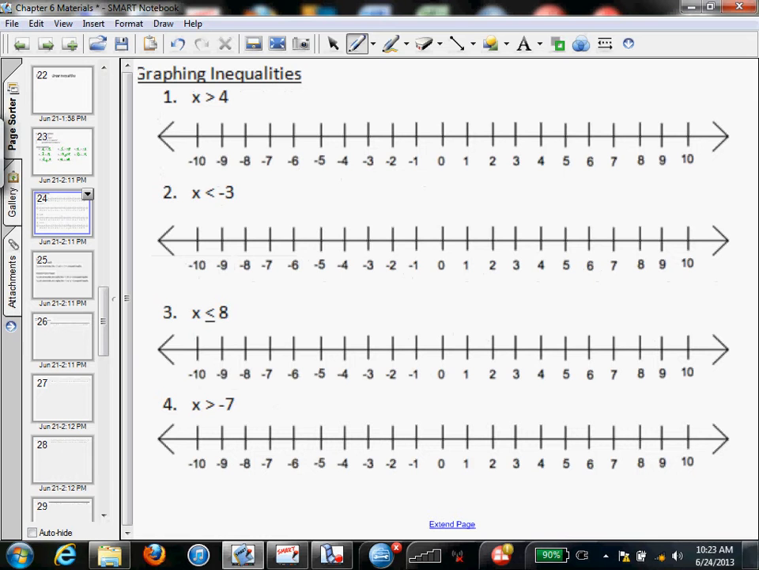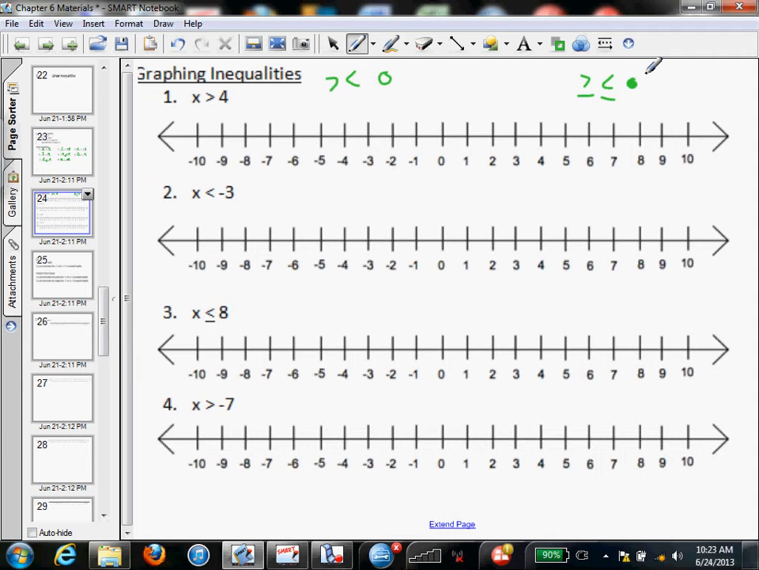Okay, so let's start off by looking at how to graph. If we just have a less than or greater than, if they just look like this, that means you're going to have an open dot over whatever the value is. If you have less than or equal to or greater than or equal to that look like these, that means you're going to have a solid dot.